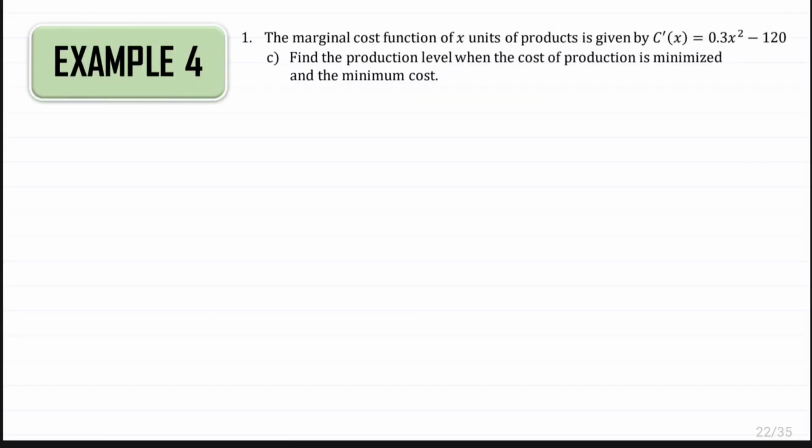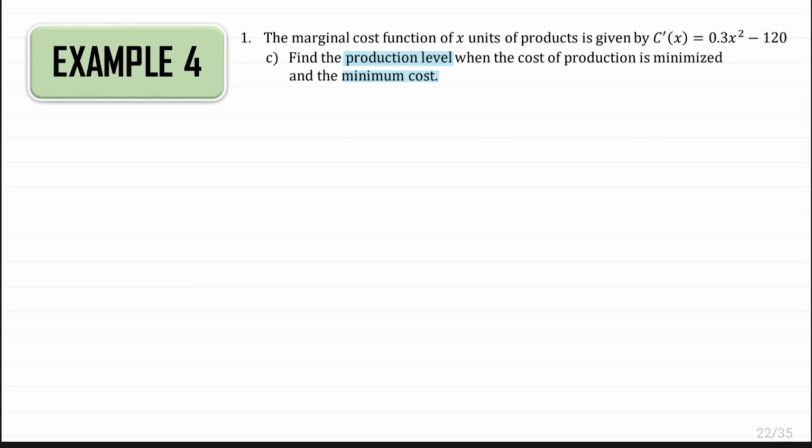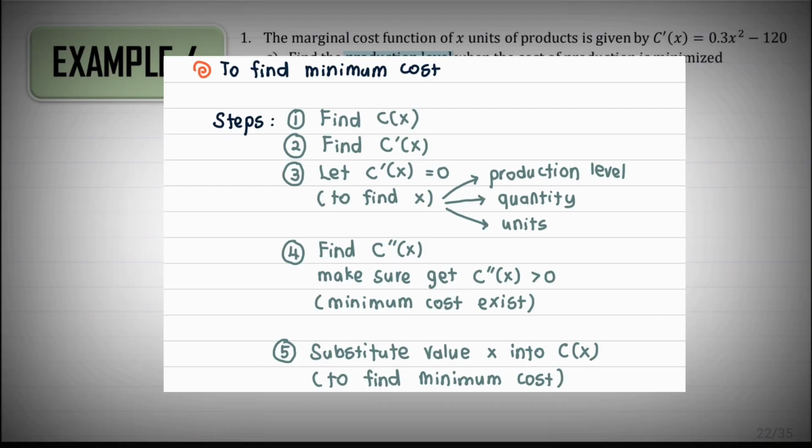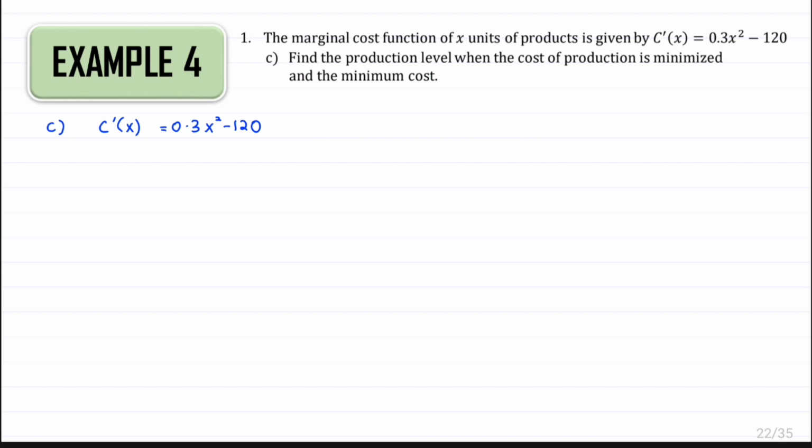We continue with question C. Find the production level when the cost of production is minimized and the minimum cost. So we have two items to find. First, level of production, value for x, and next is minimum cost. Still remember how to find minimum cost? Okay, we recall back. We already have C', so we no need to find it again. So we directly let C' equals 0 to find value for x.